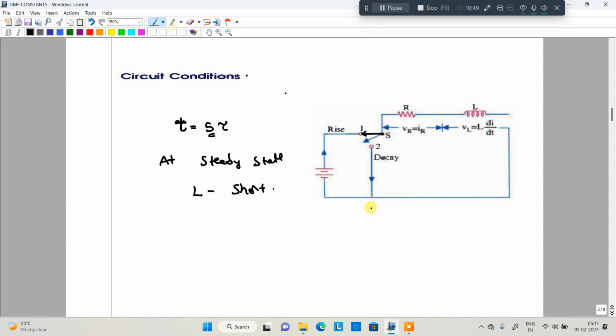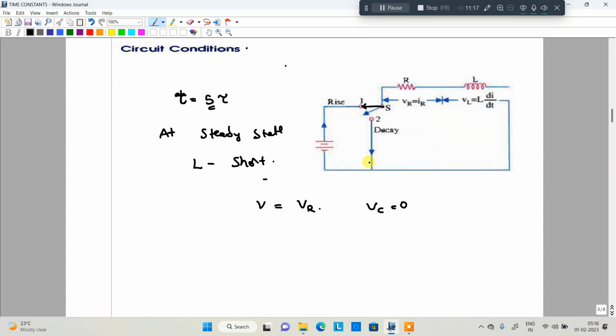Initially, whenever the switch is closed at t equal to 0, the inductor won't allow any current. The value is equal to 0. Whenever it reaches the 5 time constant steady state value, the inductor acts as a short circuit. Only V, what we are applying, is present, that is the voltage across the resistor. V is equal to VR. The voltage across the inductor will be 0 in this particular case.